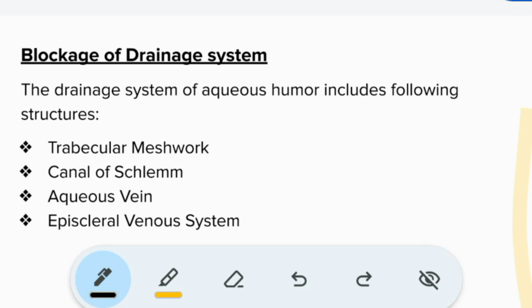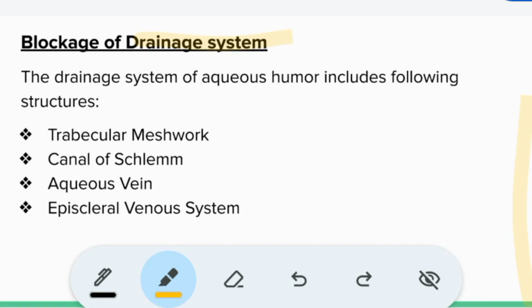But before moving to the blockage, we should know what the drainage system is. The drainage system, as I've told you, is through the anterior chamber angle, and the anterior chamber angle is located at the iridocorneal junction, the point where both the cornea and iris meet inside the eye, that is the anterior chamber. So the angle from where the drainage starts has the following structures.